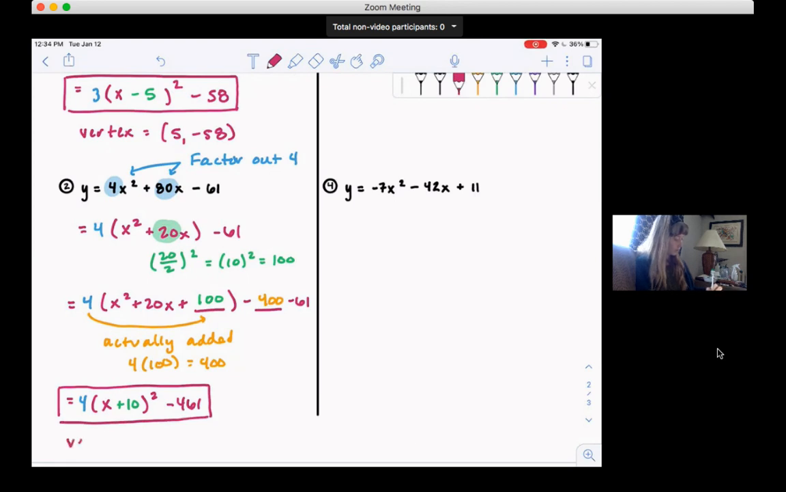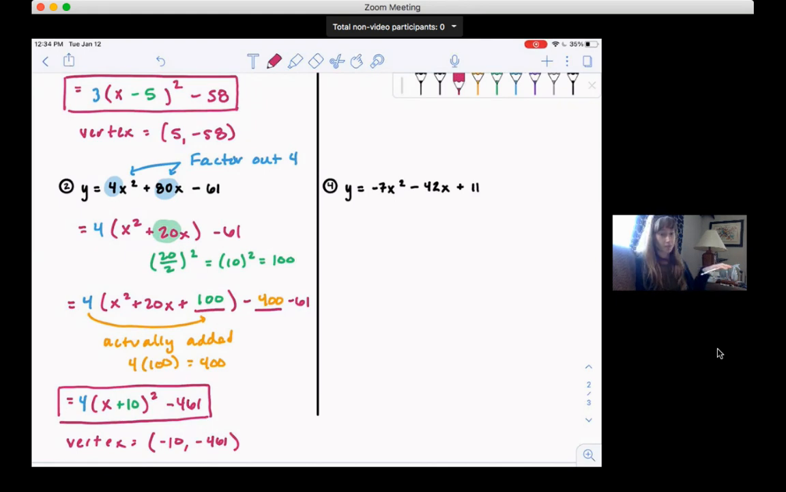And then really quick, let's find the vertex. So the x-coordinate is inside the parentheses, it's the 10, but we need to flip the sign for x-coordinates, so we get minus 10. The y-coordinate is outside, minus 461, and we don't flip y-coordinates. So there's our vertex. Minus 10, minus 461.